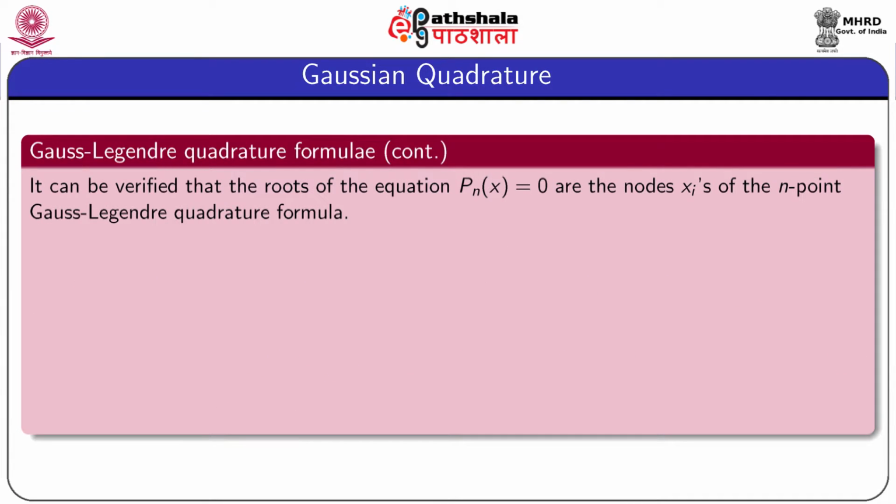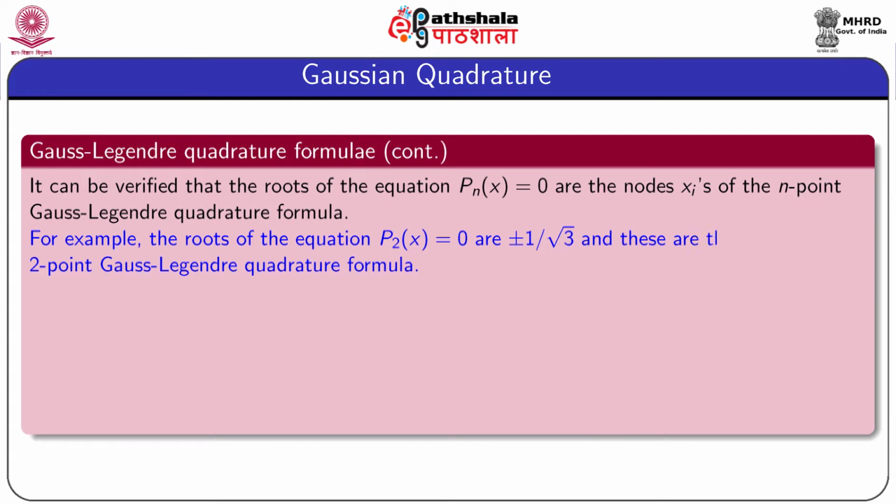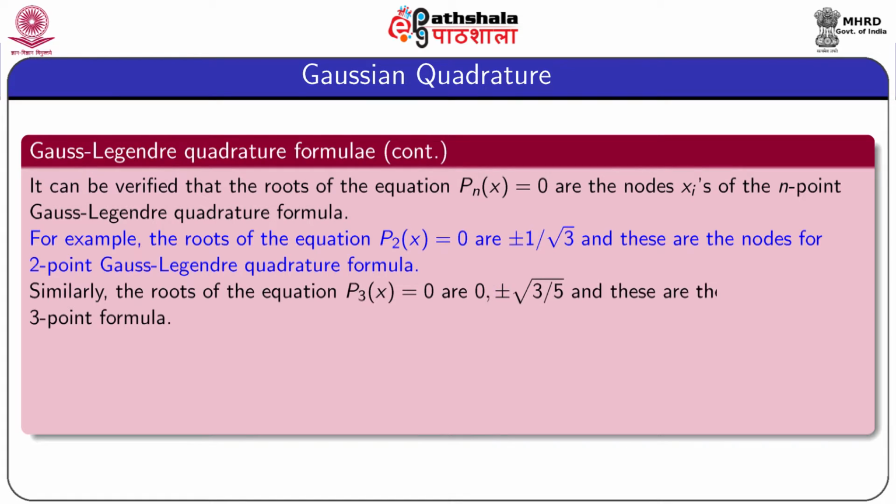It can be verified that the roots of the equation Pn(x) = 0 are the nodes xi's of the n-point Gauss-Legendre quadrature formula. It is obtained from the statement mentioned in the previous slide. For example, the roots of the equation P2(x) = 0 are plus minus 1 by root 3, and these are the nodes for the 2-point Gaussian quadrature formula. We have already deduced these values. Similarly, the roots of the equation P3(x) = 0 are 0, plus minus root of 3 by 5, and also these are the nodes of the 3-point Gaussian quadrature formula.